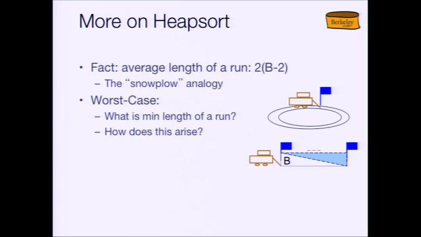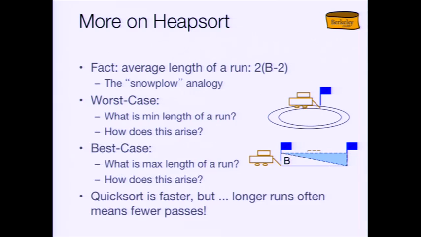So the fact is the average length of a run, which I didn't tell you, is 2b, or 2b minus 2. So if you've got randomly arriving data values, the permutation of the data is random, then your runs will be twice as long as they are with quicksort, which means you'll have half as many runs, which means maybe, if you're lucky and the logs work out, you'll do one less pass with heap sort on average than you do with quicksort.